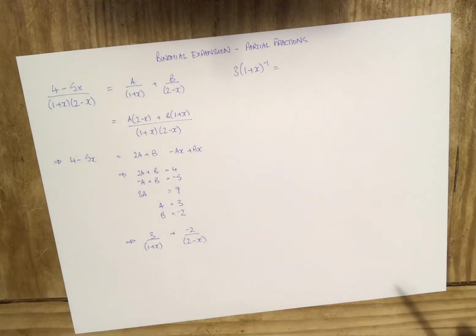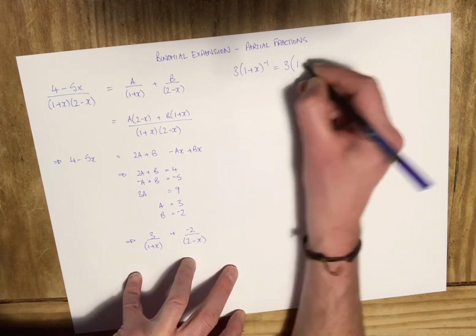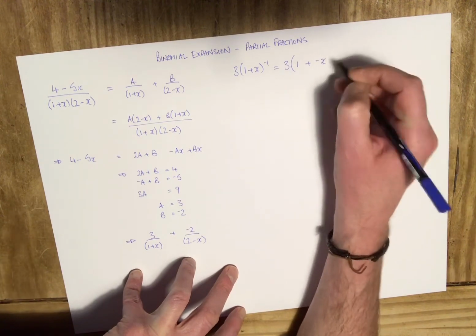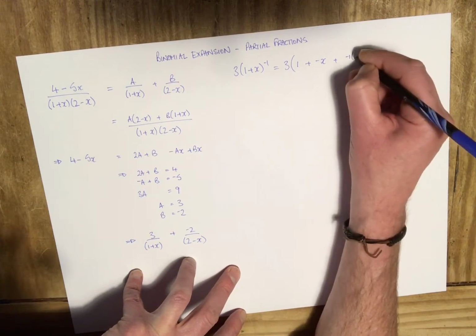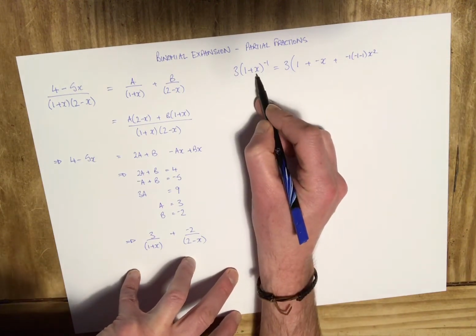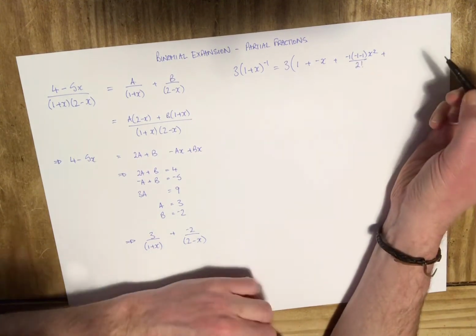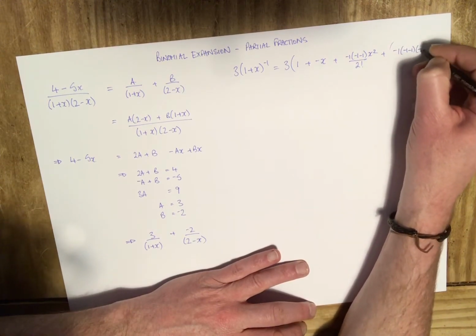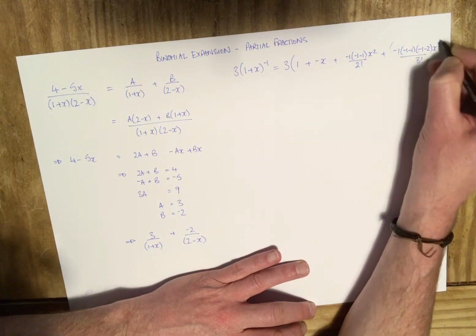So we've got a 3 outside. Now I'm going to expand this thing. So 1 plus n times x, that's just minus x, plus n times n minus 1, minus 1 times minus 1 minus 1, times x squared. It's just a positive x here, so x squared over 2 factorial. I'm going to do one more, I'm going to go up to x cubed. So that's minus 1 times minus 1 take 1 times minus 1 take 2, x cubed over 3 factorial.